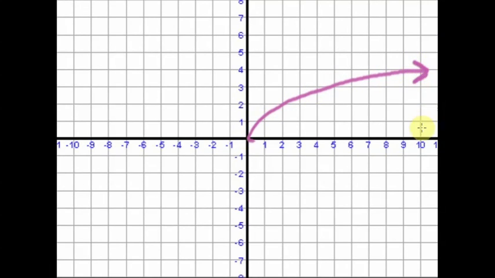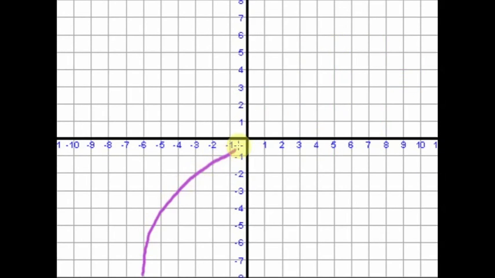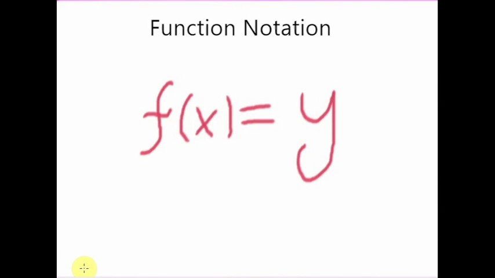This square root function is a one-to-one function because it does pass both the horizontal and vertical line tests. This cubic function is also a one-to-one function, but it is also onto because all of the y values are used in the range. We can use function notation to show that an equation is also a function, which looks like this.